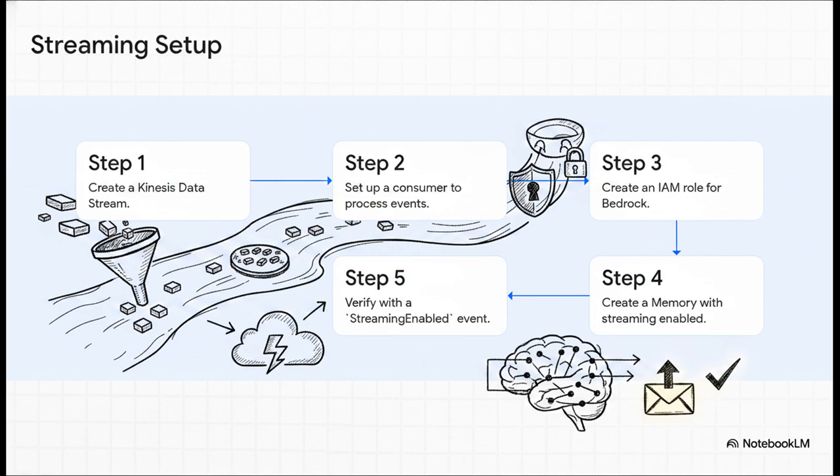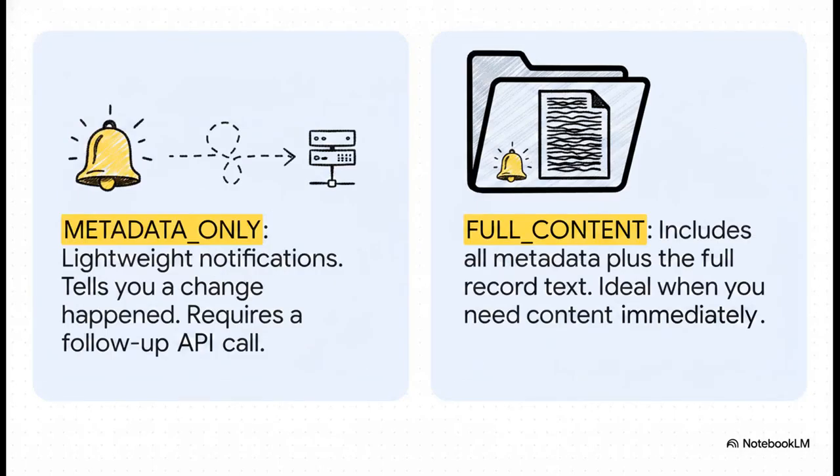Boom, you're live. Now, during that setup, you're going to make a pretty important choice. Do you want metadata-only events? These are like lightweight little pings that just tell you that something changed. Or do you want full content, which packs in the actual text of the memory record, the whole shebang? Your choice really just depends on your use case. Metadata only is perfect for simple triggers, but full content is the way to go when your next step needs that data immediately without having to make a second trip with another API call.